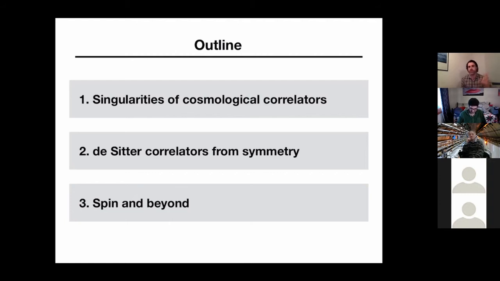But then I'll try to explain that the things we're actually interested in are the full correlators away from these singular points. And so we need to understand how to extend away from these singular loci. And I'll explain a couple of ways that we can do that. One is to use the symmetries of the de Sitter background. And another is to use things like bulk unitarity and locality to try to extend away from these singular loci, which turn out to be more useful for correlators involving spin, as I'll explain.